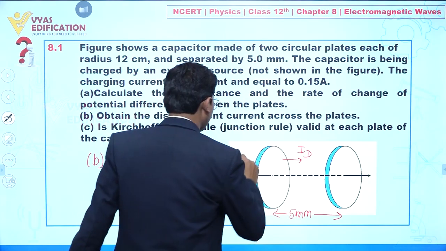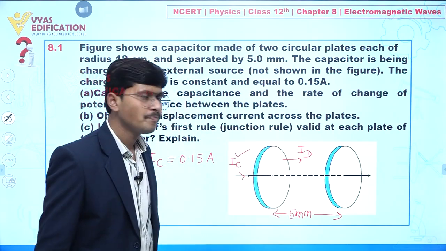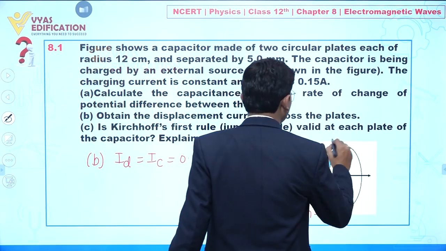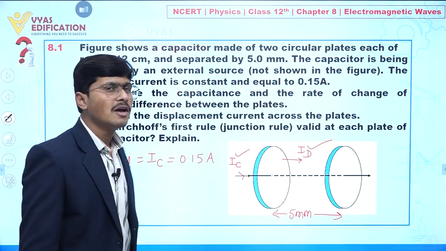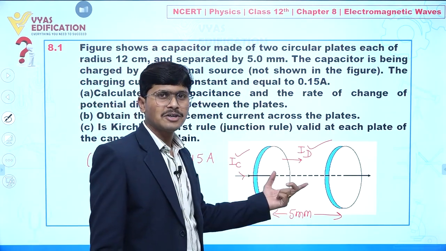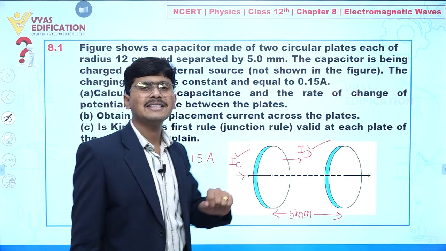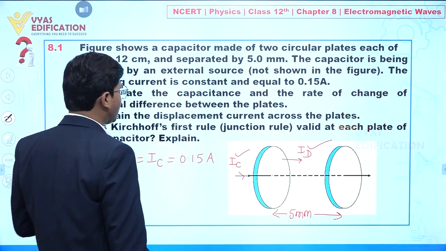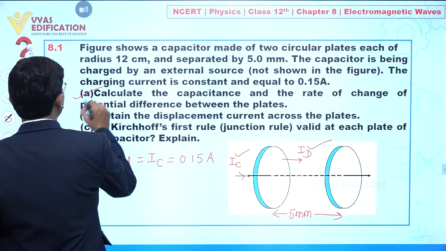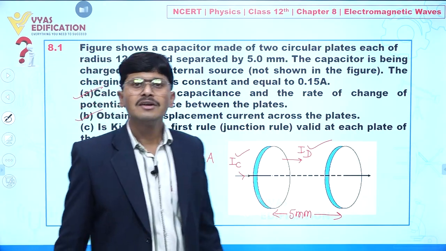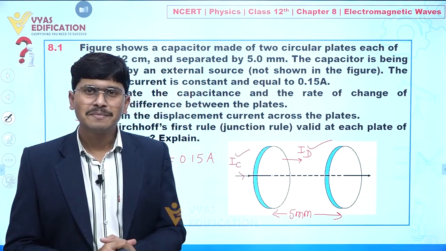Outside this parallel plate capacitor we have only conduction current, and between this parallel plate capacitor we have displacement current, clear. But if we talk about magnitude, magnitude is same, and we can say IC equal to ID, this is equal to 0.15 ampere, clear. So we can say A and B completed.